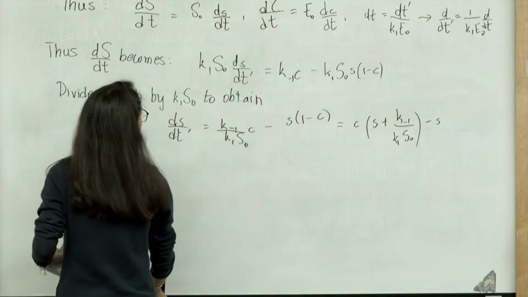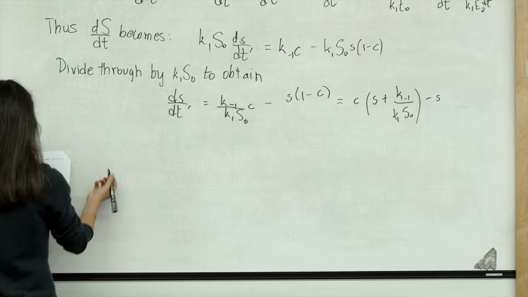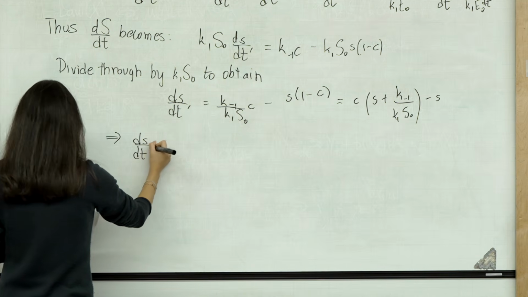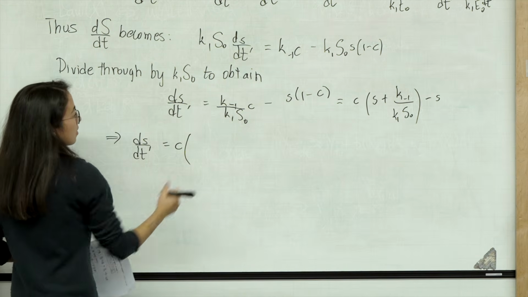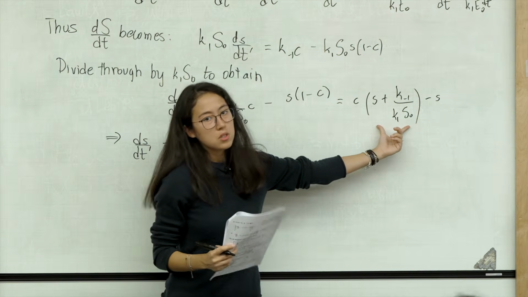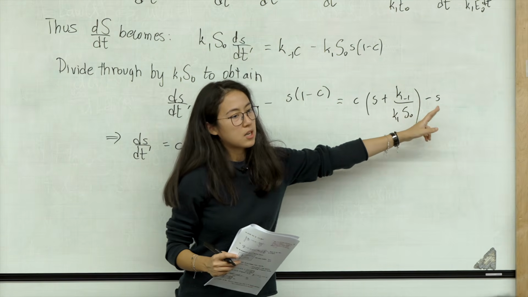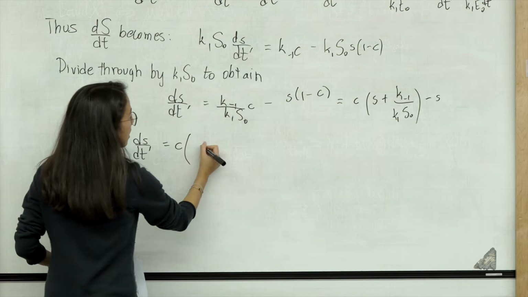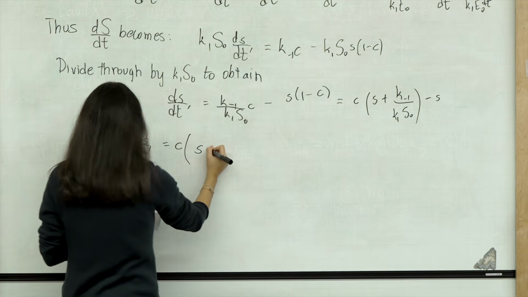And now I will introduce this lambda, which is just a new parameter. So this is the same as ds dt prime. Here, to introduce this new parameter, I will just add and subtract a term that is the same, so I don't change the equation. So basically, I will copy this thing down.